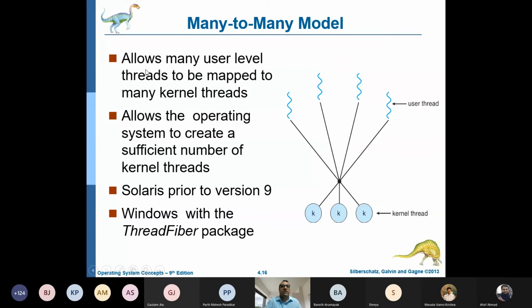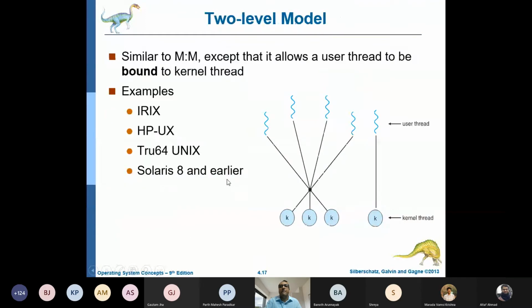So the many-to-many model allows many user level threads to be mapped onto many kernel threads, and allows the operating system to create a sufficient number of kernel level threads. As I mentioned, these systems support this particular many-to-many model.